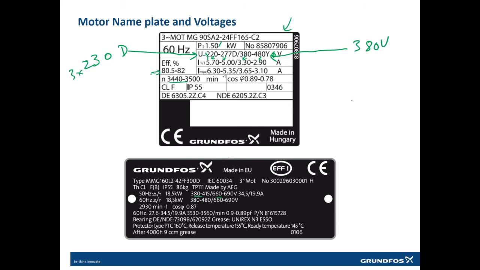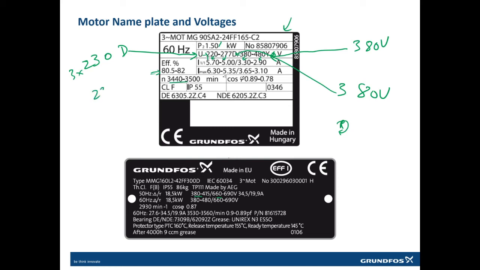But for example, if your site voltage is 380 and you connect it to this 220, what will happen? The motor will run but very slowly. The rotation will reduce drastically. But if you, sorry, I said it the wrong way around. If you connect 380 to 220, the motor will burn. There will be no rotation at all. So your motor will immediately burn.